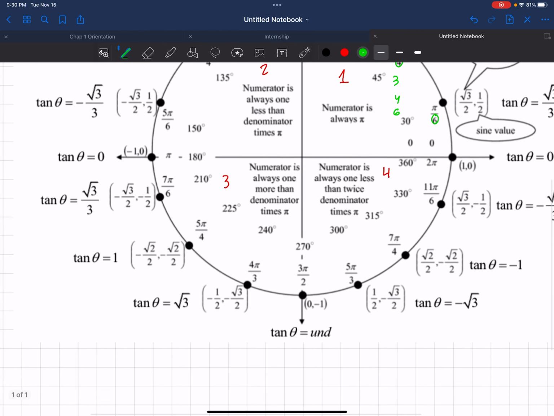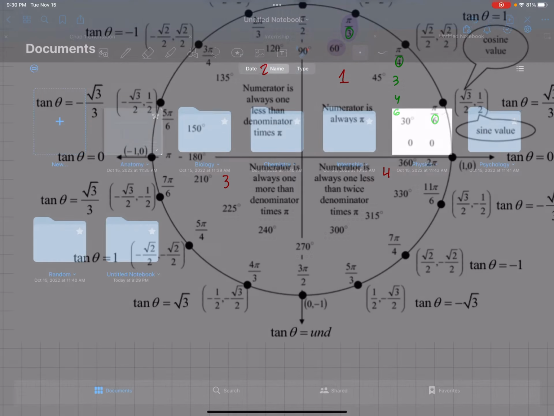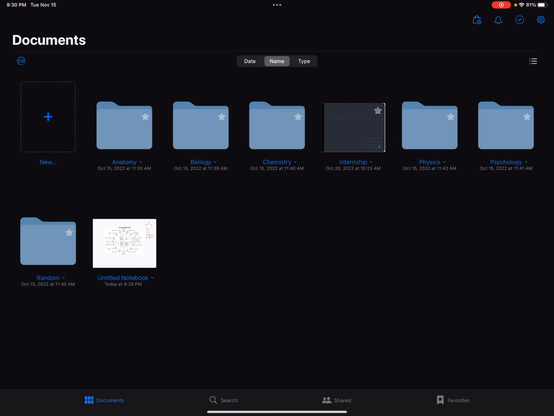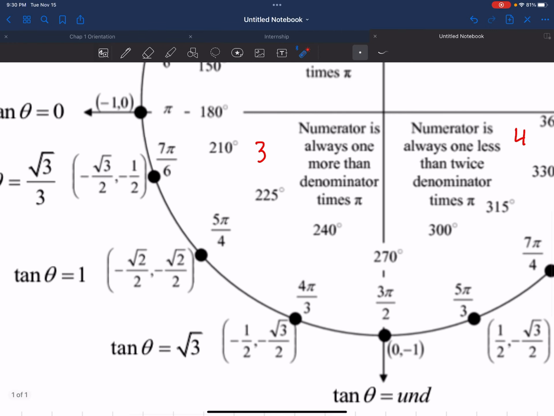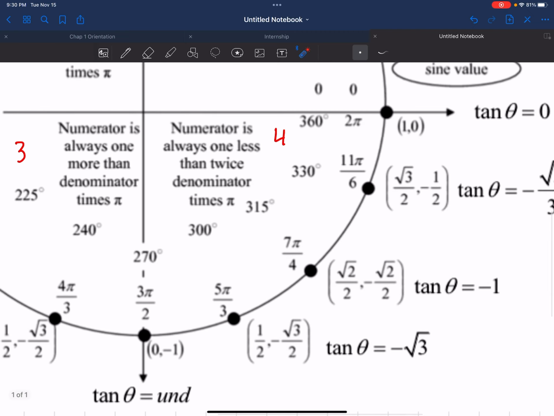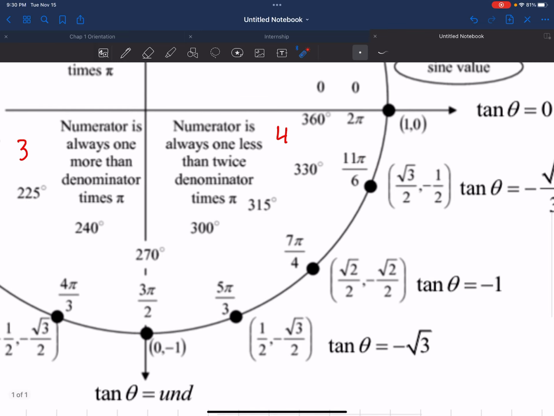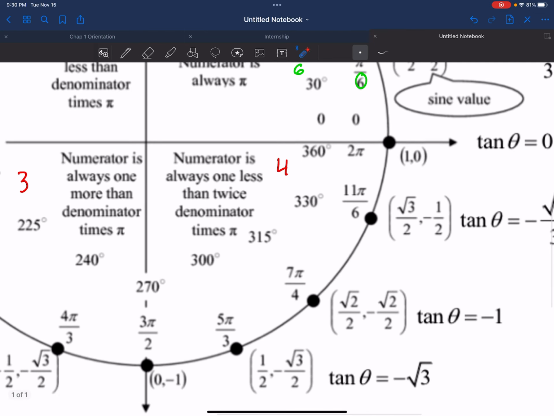And then in the third quadrant, oh wait, where did it, oh, it's right here. Okay, so it's basically 1 more than the denominator. So 1 more, 1 more, 1 more. And then quadrant 4 is 2 times the denominator minus 1. So 6 times 2 is 12, minus 1 is 11. 4 times 2 is 8, minus 1 is 7. 3 times 2 is 6, minus 1 is 5. And that makes sense to me, if not to you.